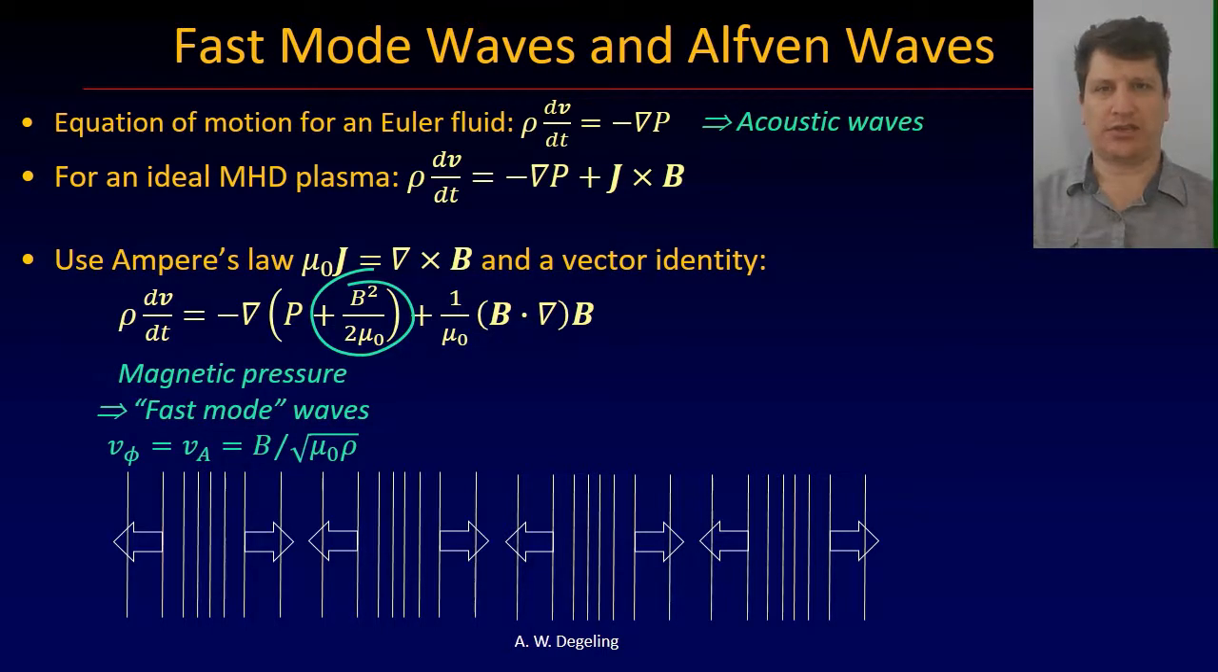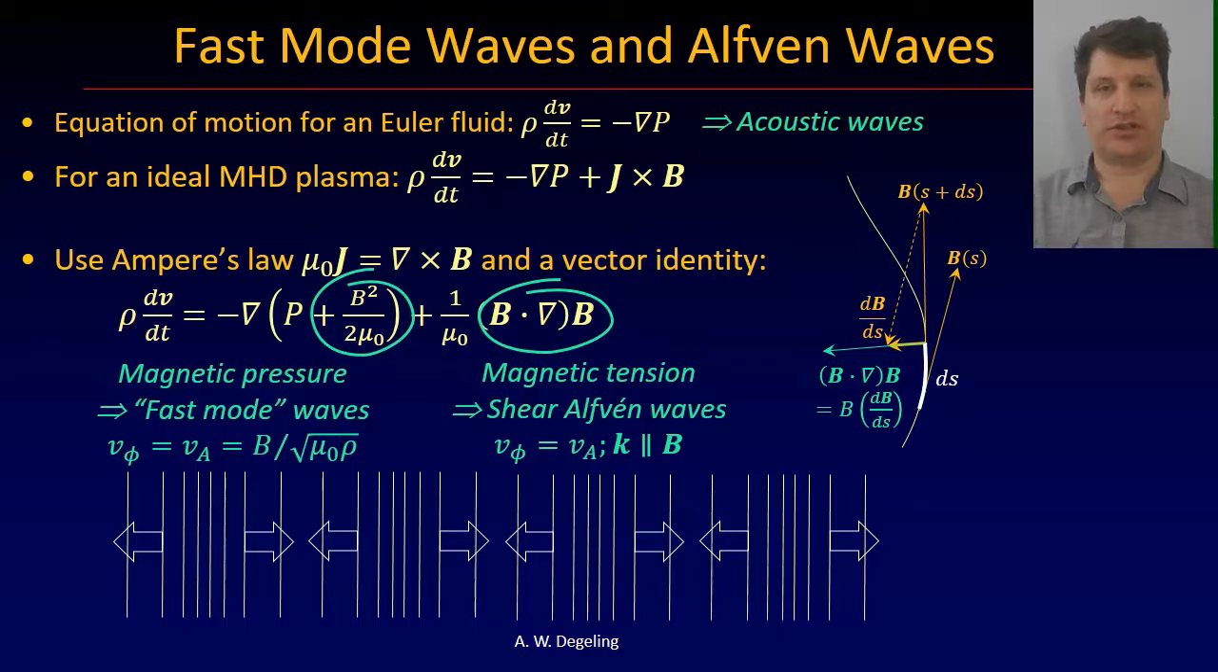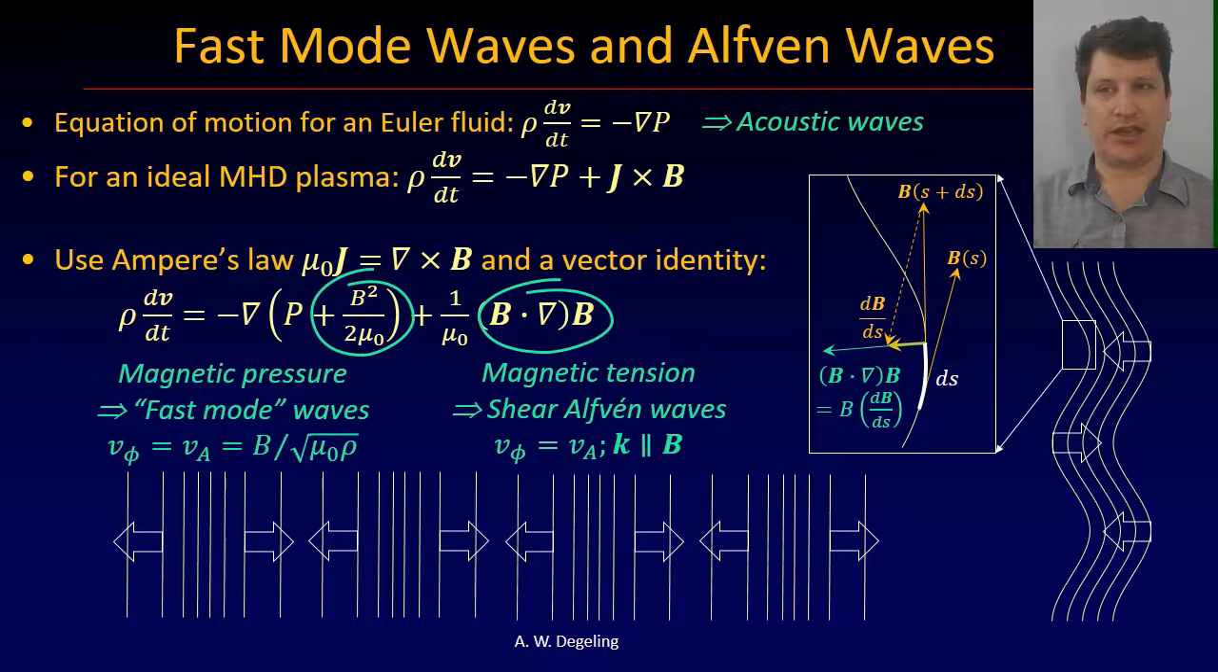For the second term, it can be shown that this always acts in a direction to reduce the magnetic field line curvature, and for this reason, it is known as magnetic tension. The resulting transverse waves propagate along the magnetic field lines at the Alfvén speed.